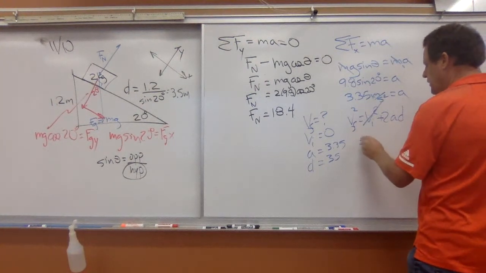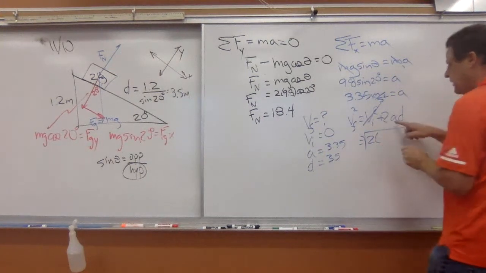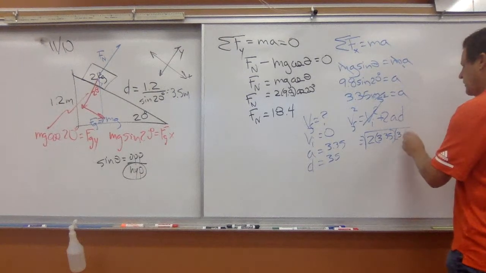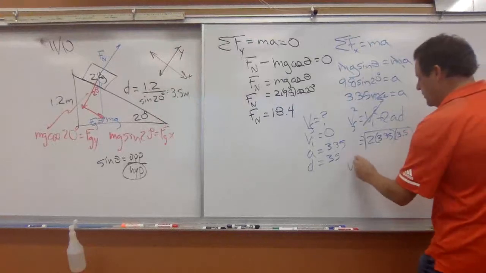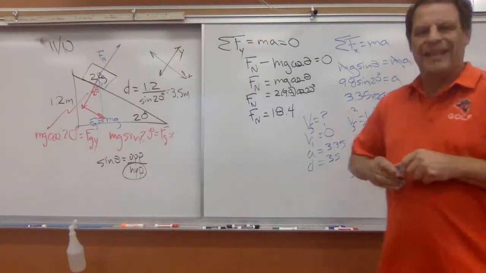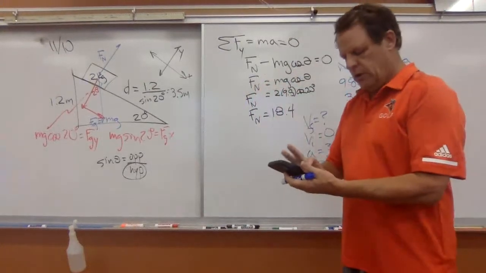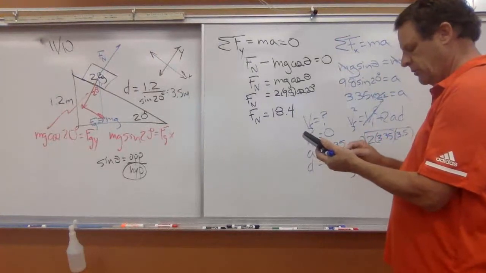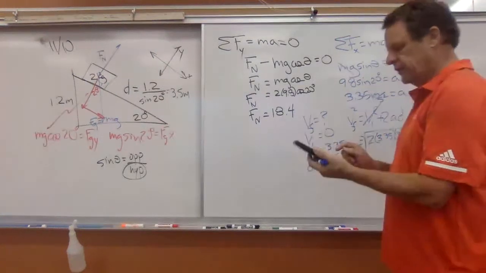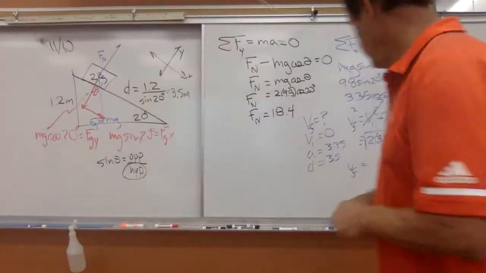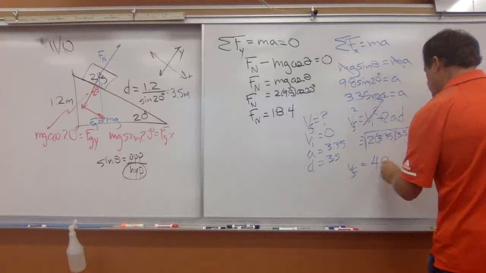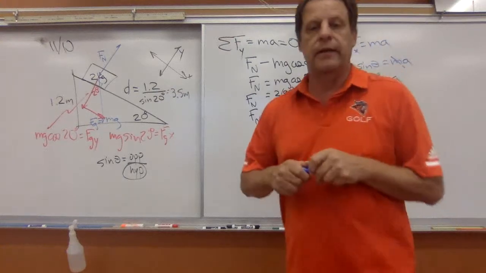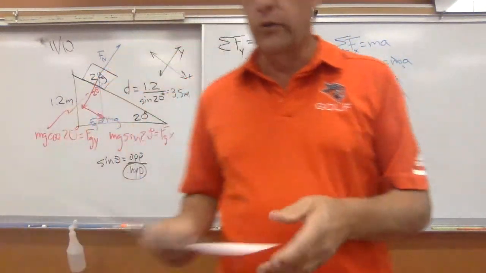We know the initial velocity is 0, so we can take the square root of 2 times our acceleration, which is 3.35, times our displacement, which is 3.5. So our velocity at the bottom of the ramp is equal to the square root of 2 times 3.35 times 3.5, and that's going to give us 4.84. So 4.8 meters per second is going to be our last answer.